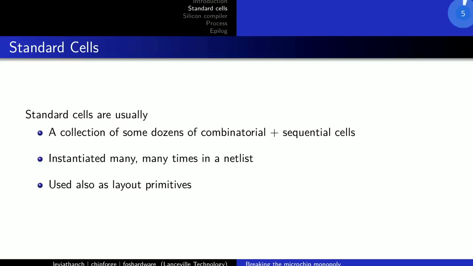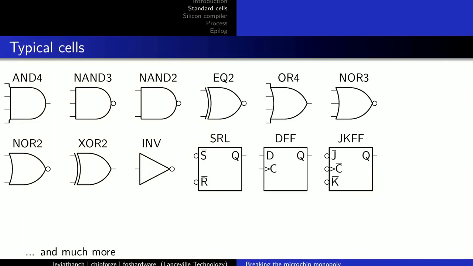Okay, so a couple of words about standard cells. They are very common. Usually, if you need to translate your Verilog or VHDL and bring it onto silicon, you need small gates, NAND gates, OR gates, and so on. But these gates need a lot of representations. They're combinatorial and sequential. These are typical cells, just a couple of them. But imagine, we need much, much more.